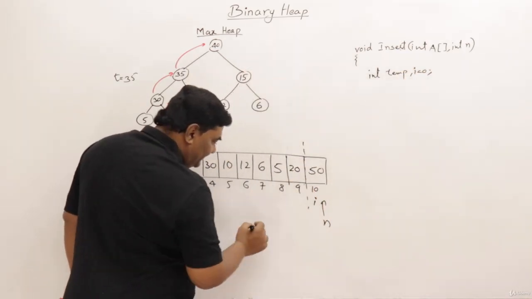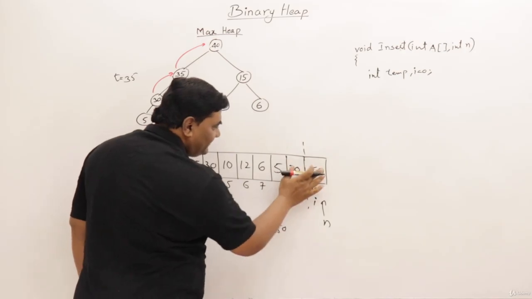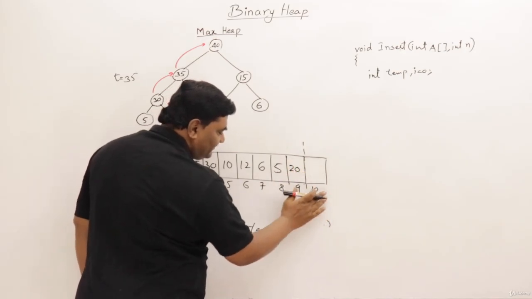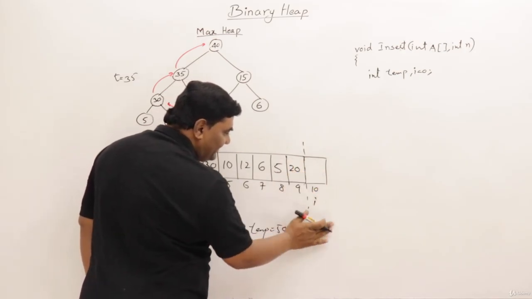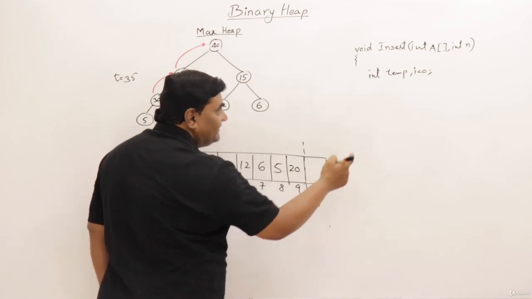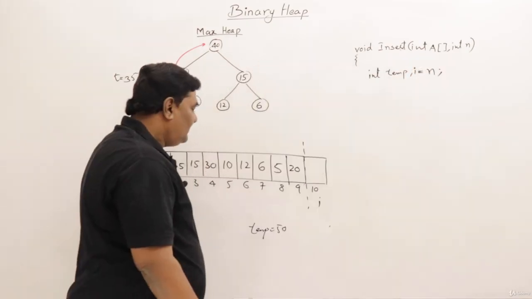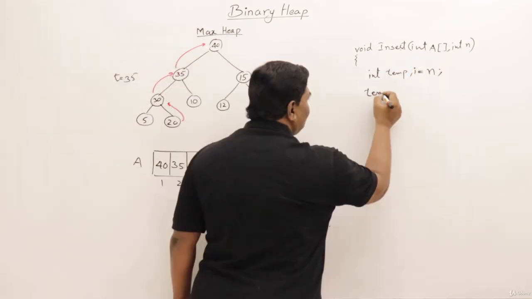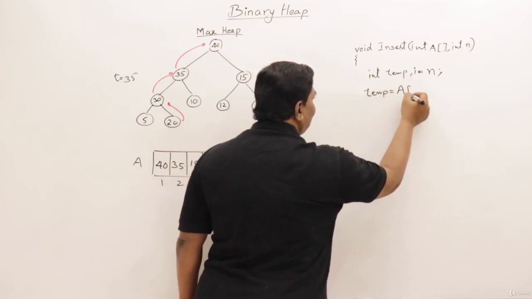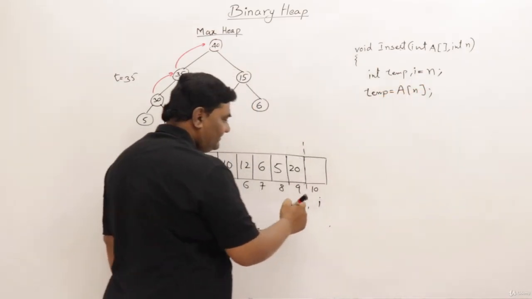I should take this element in a variable temp, 50. So 50 is copied here and I is pointing here. So I should point on N. Then this temp I should copy here. Temp assign A of N. That is the last index.